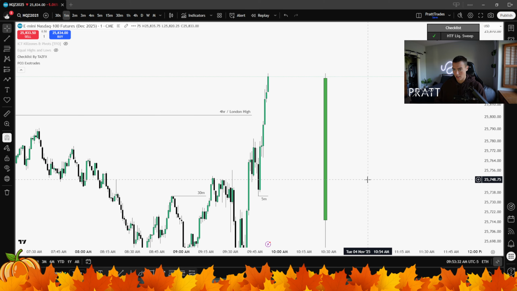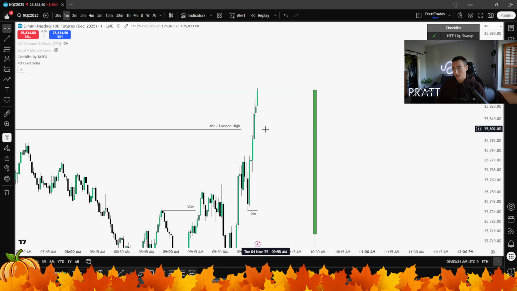But right now, it's just going to be a waiting game until 10 a.m., or until we get proper structure, because we don't have 10 a.m. news today, so we don't technically have to wait for the 10 a.m. open. If everything aligns before then, I'm willing to take a trade. But until then, we don't have proper structure, so we're really just waiting until 10 a.m.